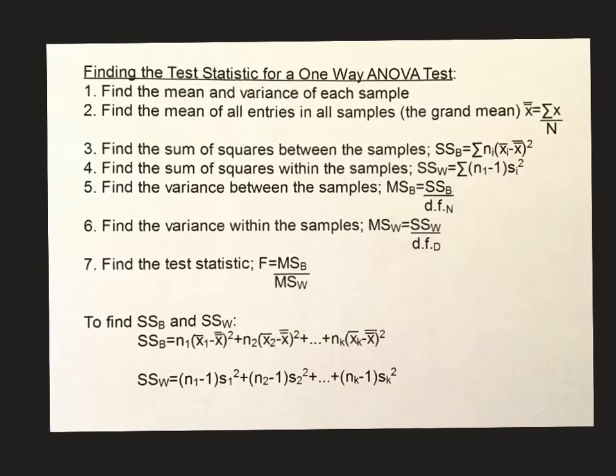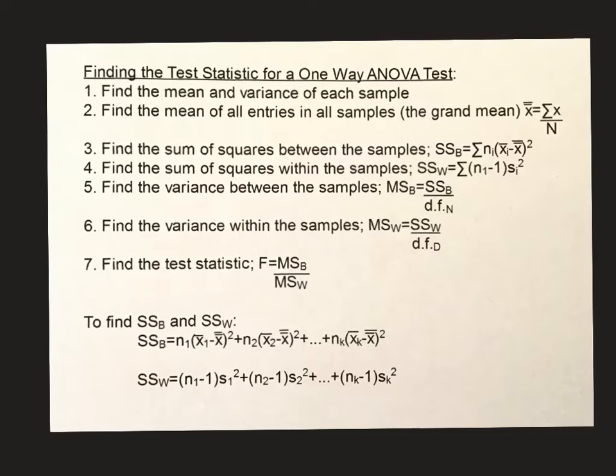So finding the test statistic for a one-way ANOVA test, you're going to find the mean and the variance of every sample. You're going to find the mean of all the entries in the sample, or the grand mean, which is denoted by x double bar. And you find that by adding up every x value and dividing it by the total of all the samples added together. You're going to find the sum of the squares between the samples, which is SSB. You're going to find the sum of the squares within the samples, which is SSW.